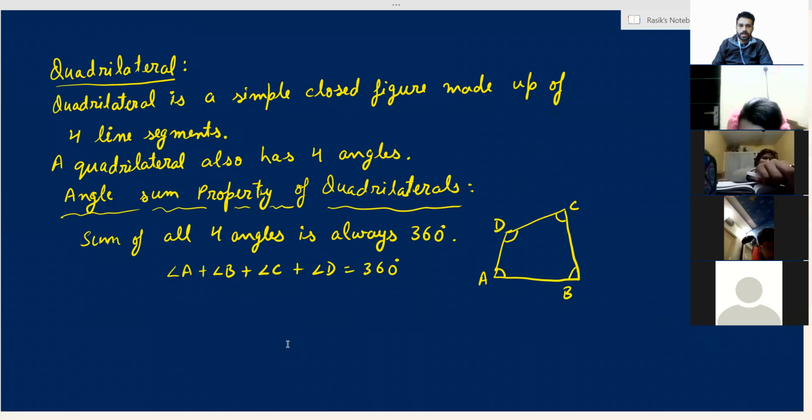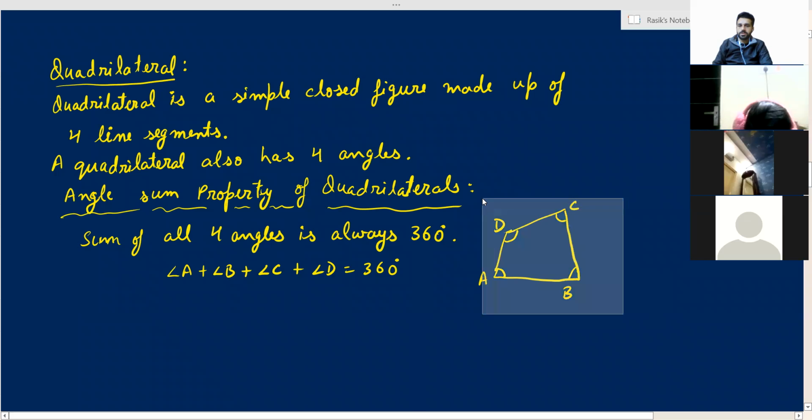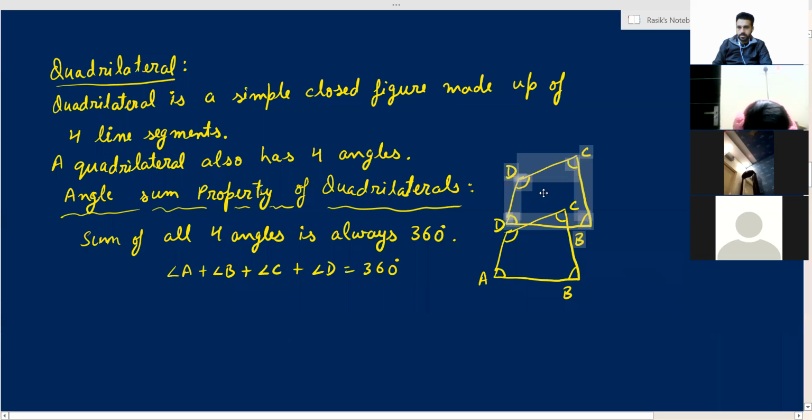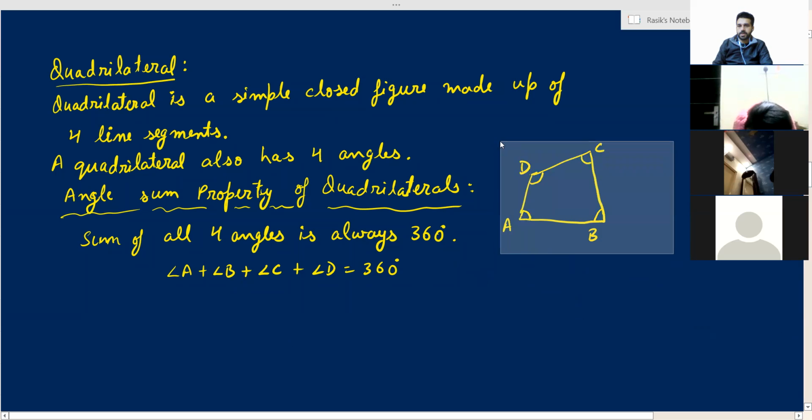So write down the heading quadrilateral, and after completing the table, you all will write down the heading quadrilateral. Write the definition of quadrilateral. This is the definition of quadrilateral. Quadrilateral is a simple closed figure made up of 4 line segments. This is a quadrilateral. ये shape दिख रहा है आपको? So this is a quadrilateral ABCD.